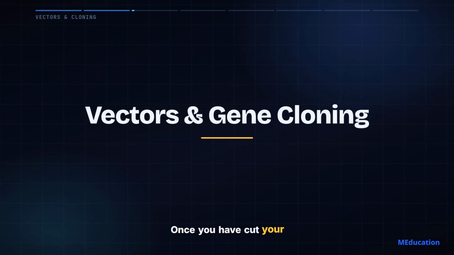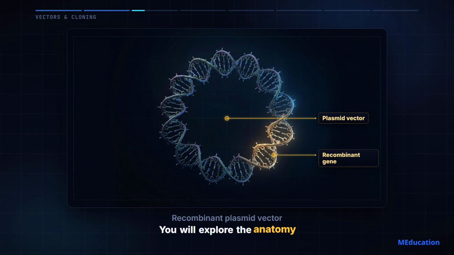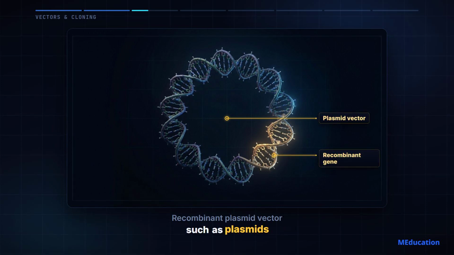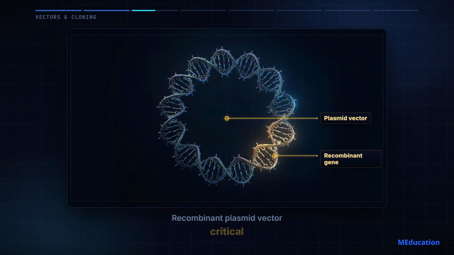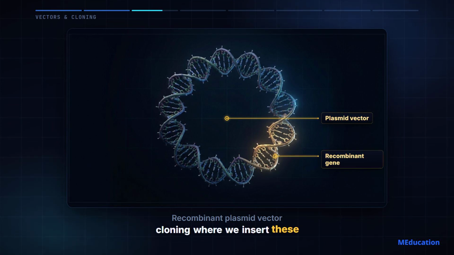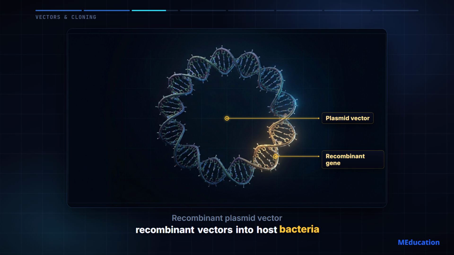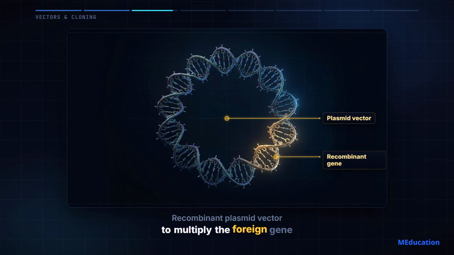Once you have cut your target gene, how do you deliver it into a new cell? You will explore the anatomy of vectors, such as plasmids, and learn why features like marker genes and promoters are critical. We then look at gene cloning, where we insert these recombinant vectors into host bacteria, using them as living photocopiers to multiply the foreign gene on an industrial scale.